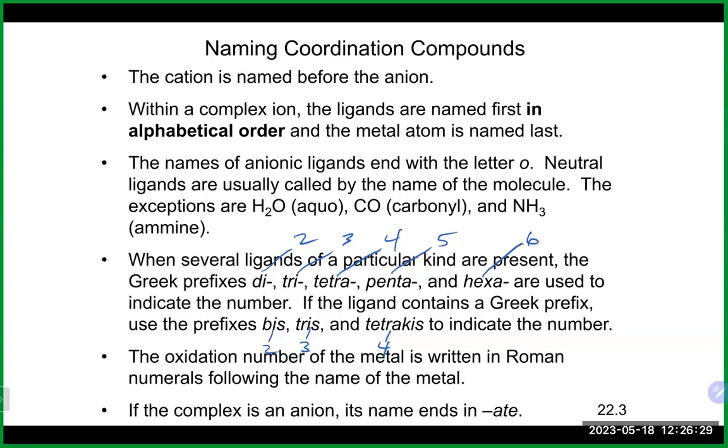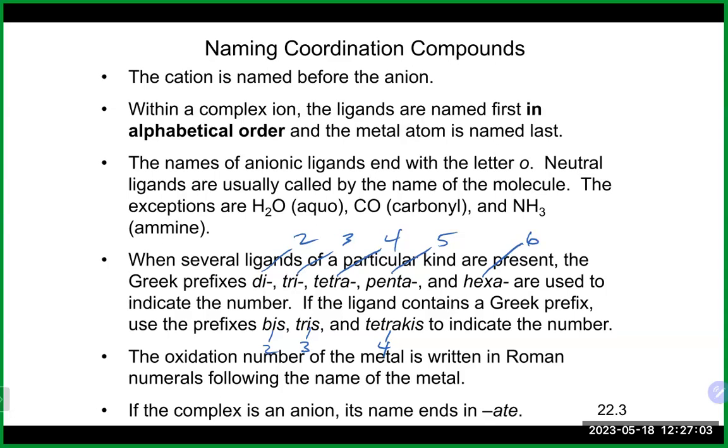Also, a weird situation that can occur with these complex ions or coordination compounds is that you could end up with a metal that has a 0 charge, and you would put 0. Obviously, it wouldn't be a Roman numeral, but you would include the 0 in the naming as well. So it is possible to end up with a 0 charge on your metal, and you would include it in there.